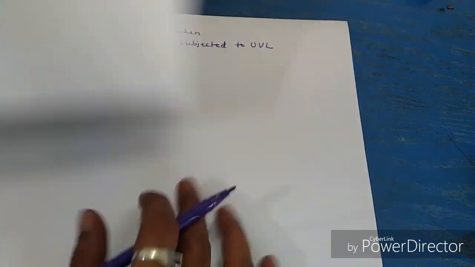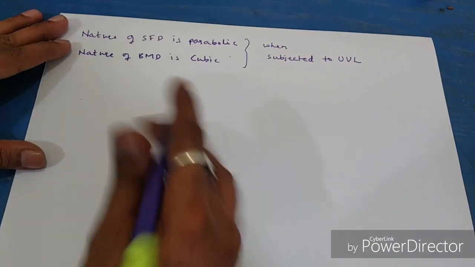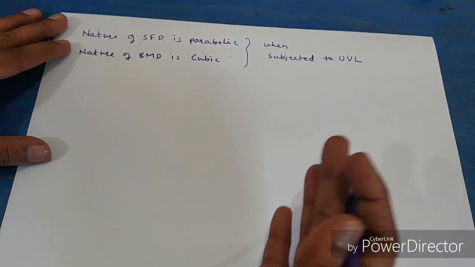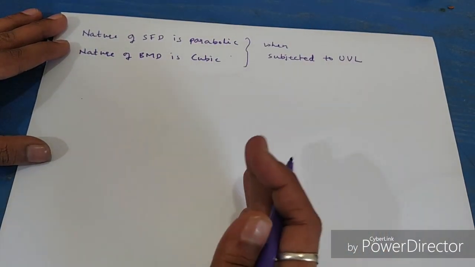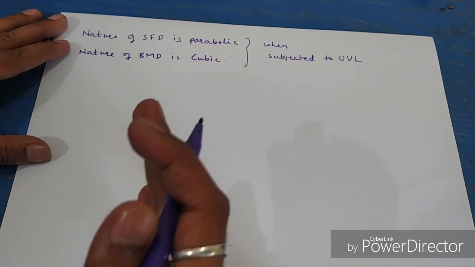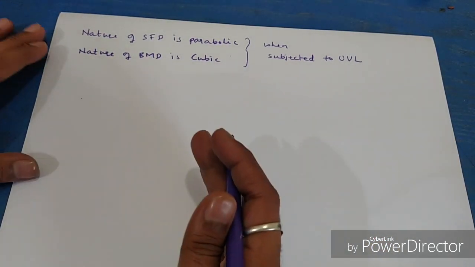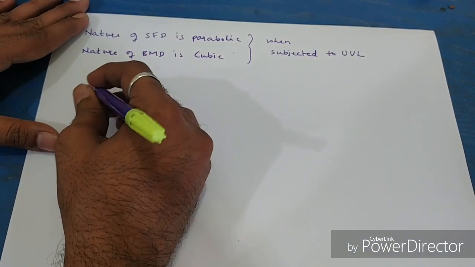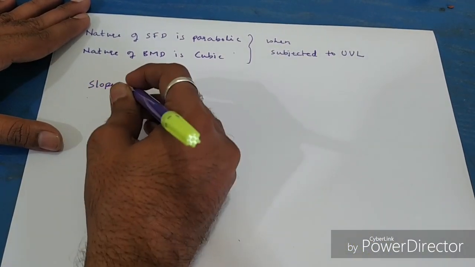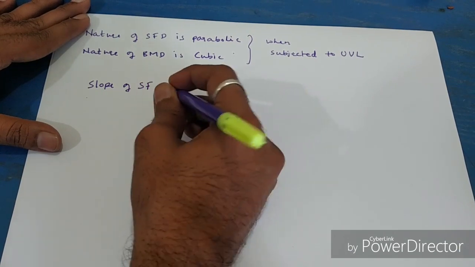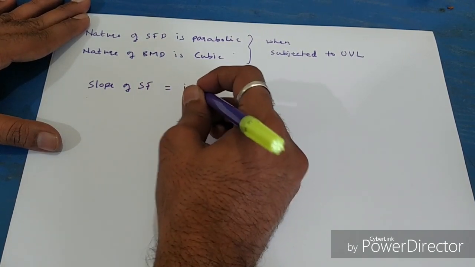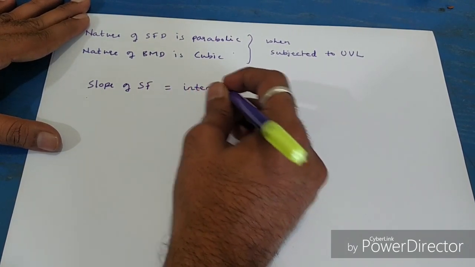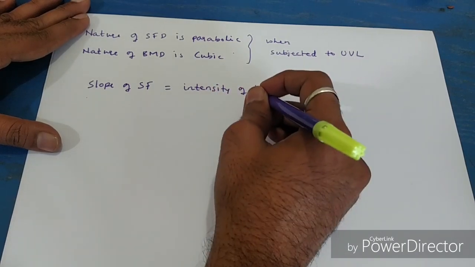We know the relation between the slope of the bending moment and the shear force, and also we know the relation between shear force and intensity of load. So you see, slope of shear force is equal to intensity of load.